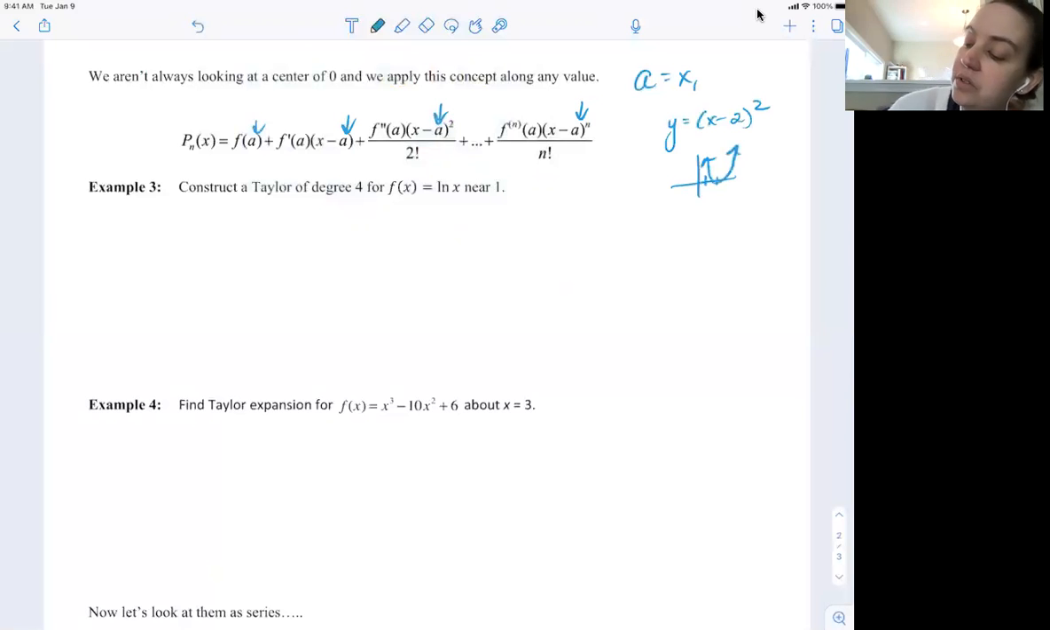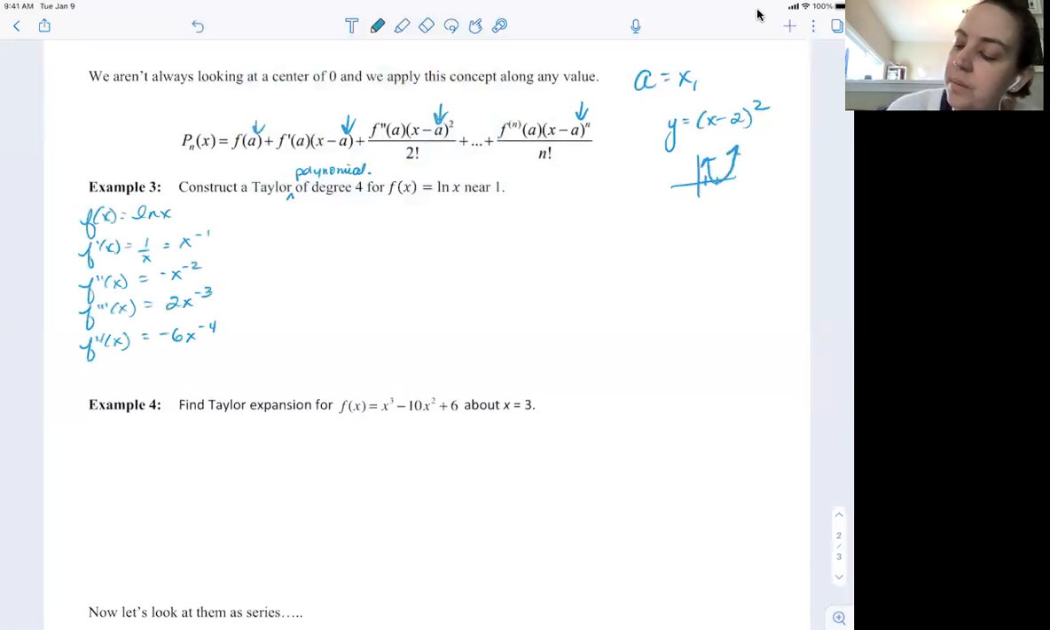So we need to start out with natural log of x. F of x is ln of x. Construct a Taylor polynomial of f of x equals natural log of x near 1. You know, those little typos that I never managed to fix over the years. So the first derivative would be 1 over x, which is the same thing as x to the negative 1. The second derivative is negative x to the negative 2. The third derivative is 2x to the negative 3. And the fourth derivative is negative 6x to the negative 4th.